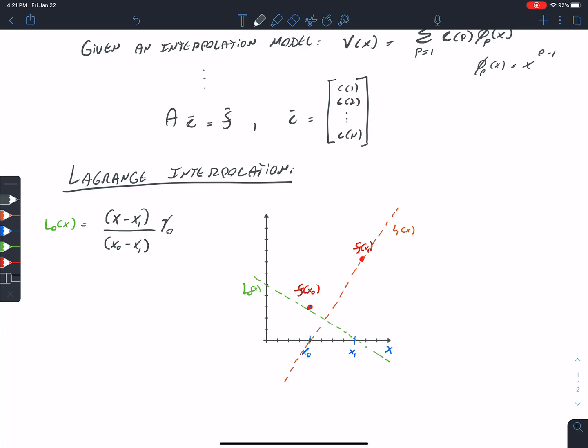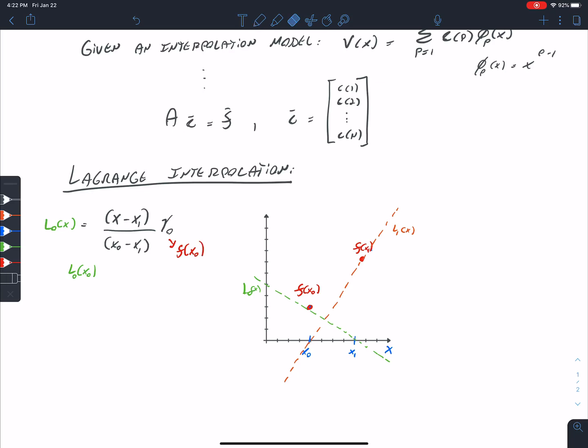Let's begin by inserting here x0 in the place for x. So what is L0 at x0? Well, if I plug in x0 here, I have x0 minus x1 in the numerator and x0 minus x1 in the denominator. So this fraction here will be 1. And 1 times y0, in this case, y0, I should mention, is our f at x0.